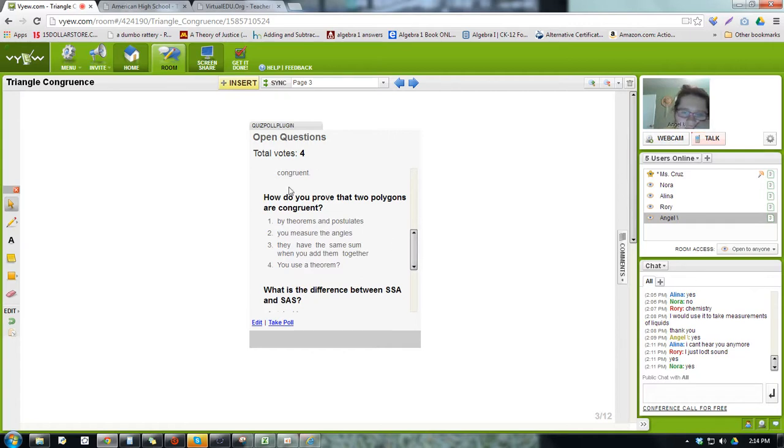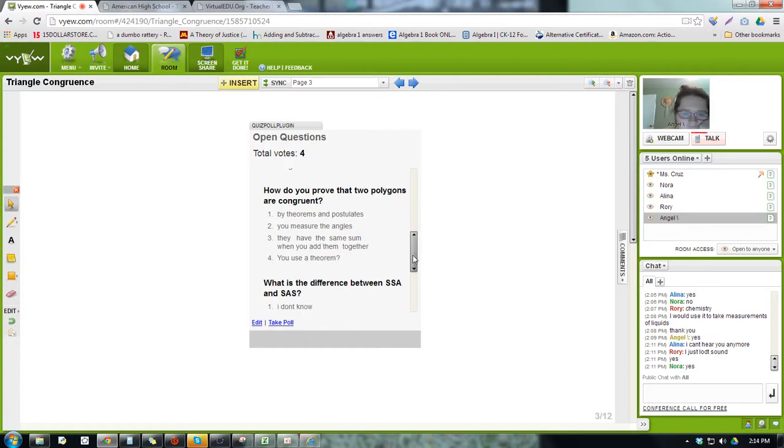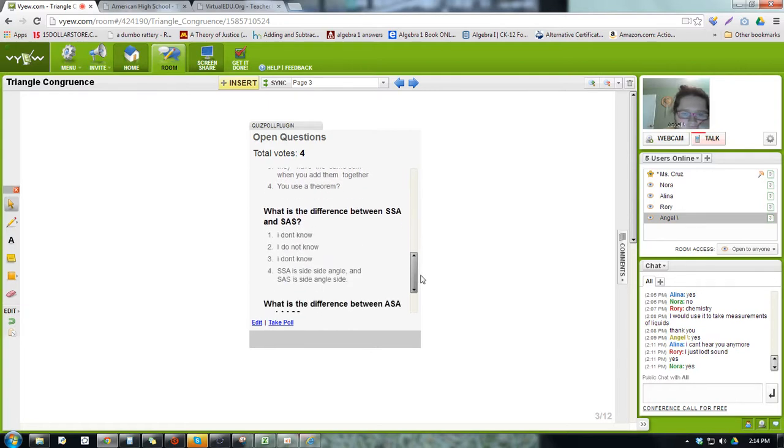Okay. How do you prove two polygons are congruent? By theorems and postulates. You measure the angles. Good. Same sum when you add them together. Okay. Use a theorem. All right. Nobody knows, but that's okay.